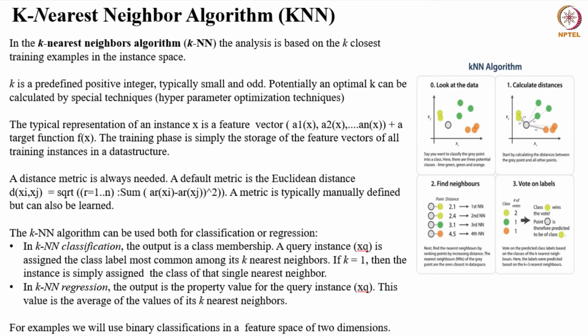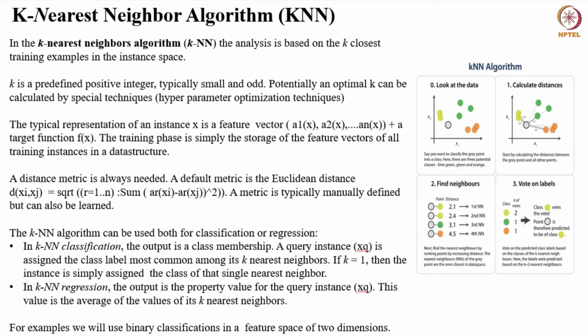If k is equal to 1, which is a special case, then the instance is simply assigned the class of that single nearest neighbor. And one can say, in a way, using an analogy, that all the k nearest neighbors vote for the choice of the class label in the case of k being larger than 1. In KNN regression, the output is the property value for the query instance. This value is the average of the values of its k nearest neighbors.